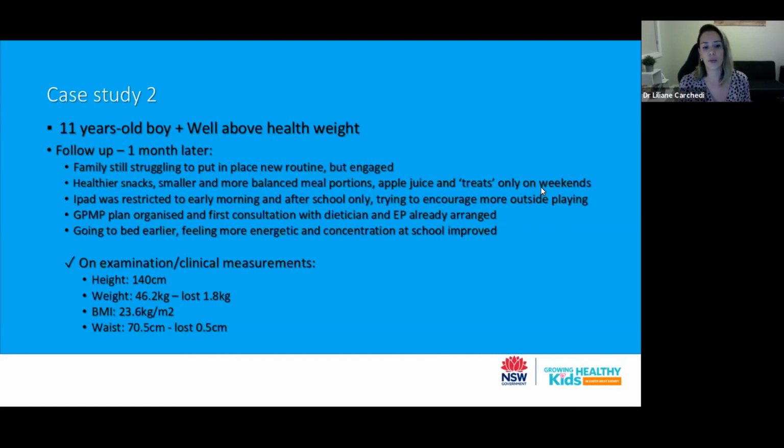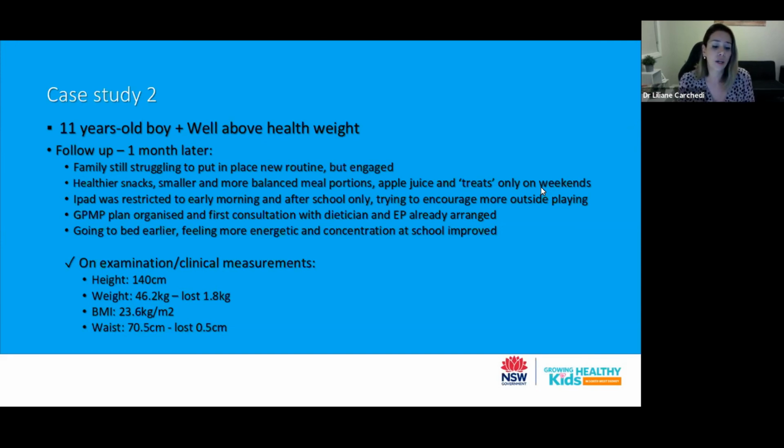The GP was organized, the care plan was organized, but as everyone knows, as we experience, it is very busy. So we managed to have the first consultation arranged, but it didn't happen. It will happen next month. And the other thing I really liked was the perception that kids need to sleep more. So they were trying to push him to sleep a bit earlier. And mommy said, look, I do feel that he's much more energetic. And the kid said, okay, actually I'm feeling much better early in the morning at school. By 10, he used to be very tired at school, and now he's feeling better.